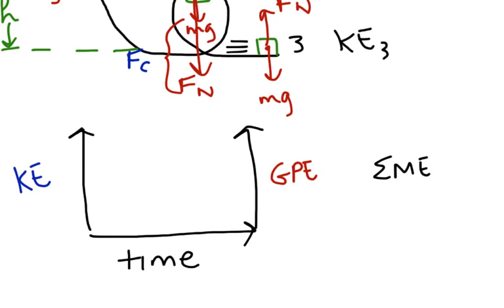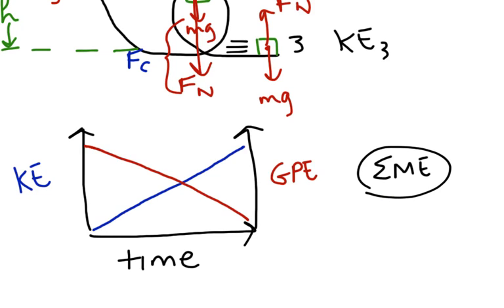Looking at a graph of just the kinetic energy as time goes on this roller coaster, basically what's happening is as time goes on, the kinetic energy is increasing. If you look at what's happening with the gravitational potential energy, in the beginning of the ride we have all gravitational potential energy, but as time goes on, it turns into all kinetic. But what about the total mechanical energy? What is that as the ride goes on? That stays the same throughout the whole ride.